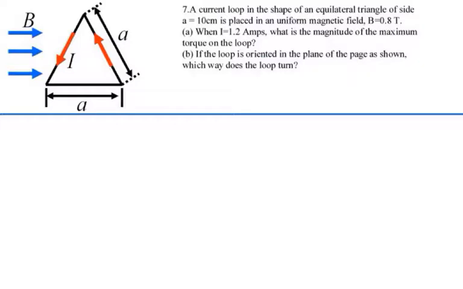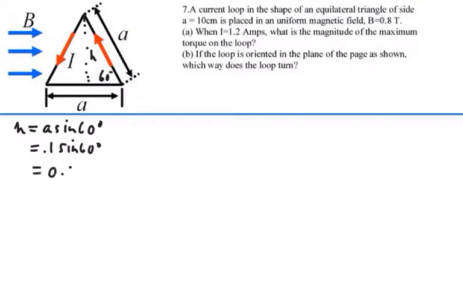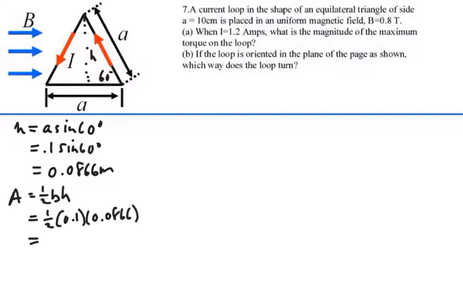and we need to find the area that it represents. For an equilateral triangle, that's 1/2 the base times the height. So in this case, the height is equal to a sine 60 degrees, and that would be equal to 0.1 sine 60, or 0.0866 meters. The area is going to be 1/2 the base times this height, so that's 1/2 times 0.1 times 0.0866, and that is equal to 4.33 times 10 to the minus 3 meters squared.